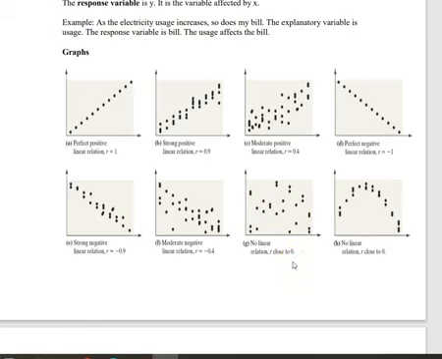Okay, now let's look at H. There is a pattern, but you see how it's a curve? It's not a line, so we would say R is close to 0.